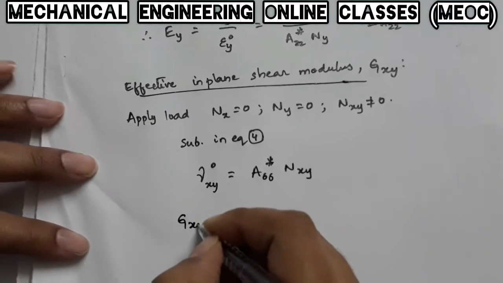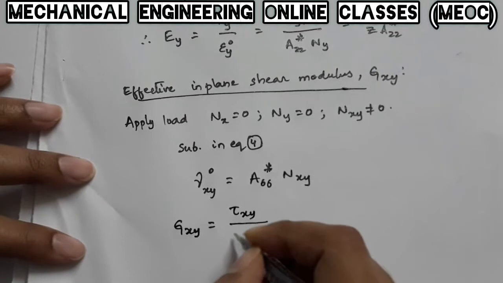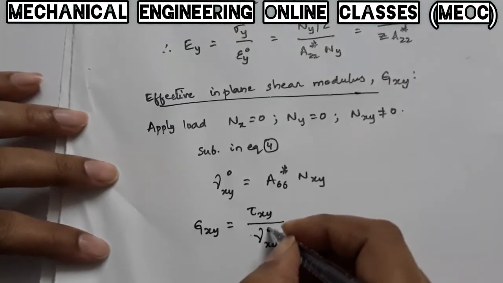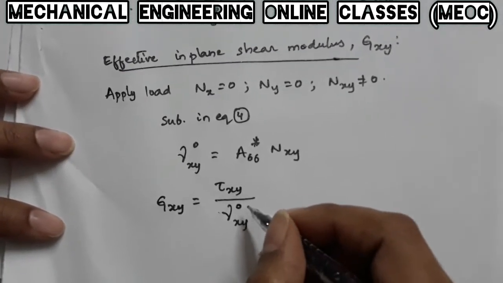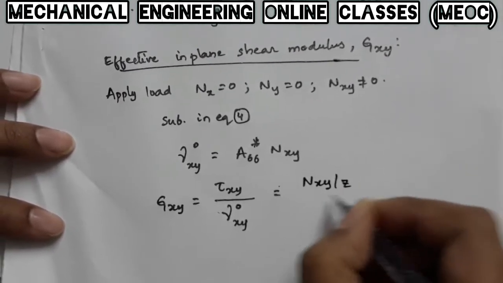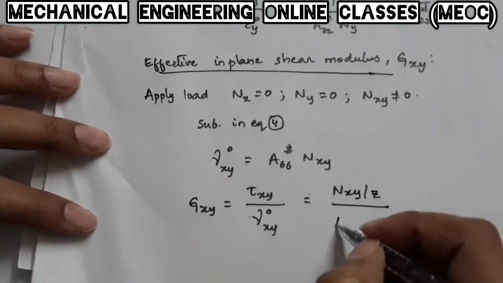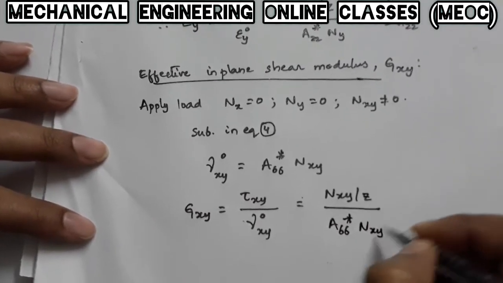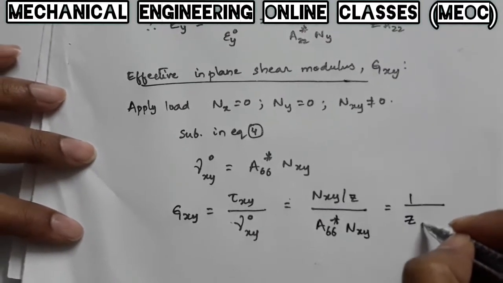Therefore Gxy, what is the formula for Gxy? It is tau xy divided by gamma. Gamma xy naught is the shear strain of the mid plane. So here it is nxy divided by z, divided by, substituting gamma xy naught as found out, A66 star into nxy. So this will again come out to be 1 by z into A66 star.